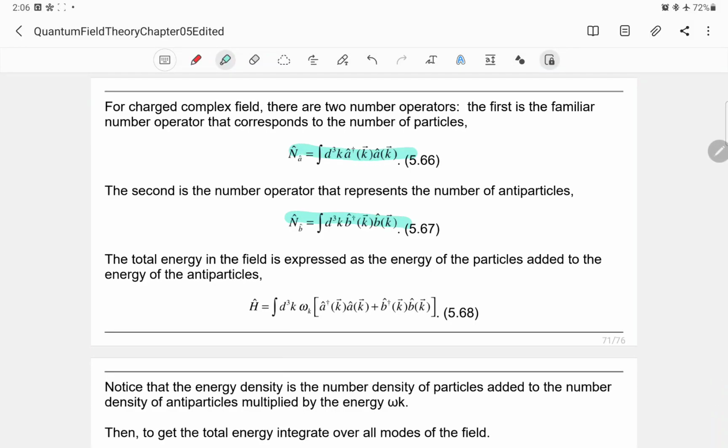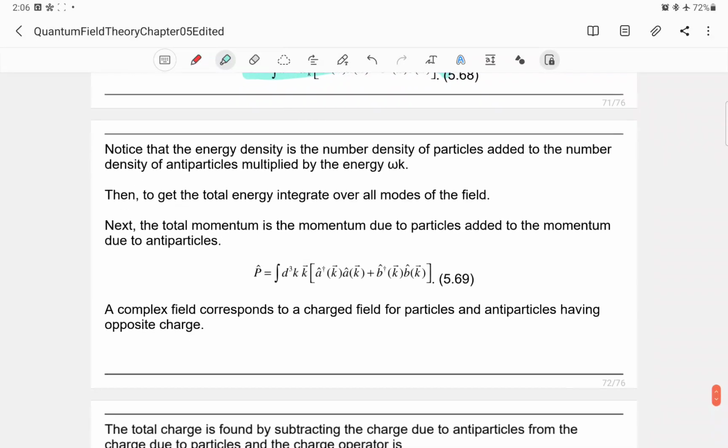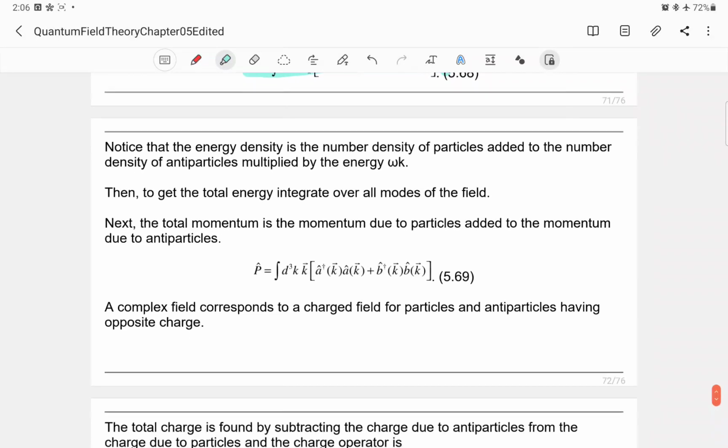Here, and this one. The total energy in the field is expressed as the energy of the particles added to the energy of the antiparticles. Here. Notice that the energy density is the number density of particles added to the number density of antiparticles, multiplied of course by the energy. And you can get the total energy by integrating over all modes of the field.